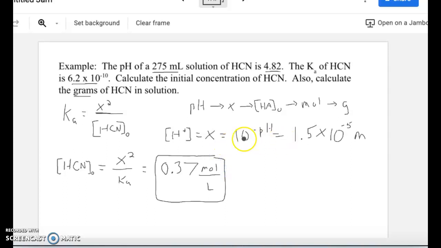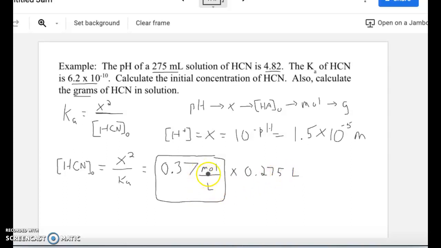There's that one. All right, now we also want to find grams of HCN that are going to be in that solution. So now the rest is just mole conversions here. We want to multiply by the volume of the solution, so 275 milliliters, but we want to convert it to liters to cancel out those units, so 0.275 liters.